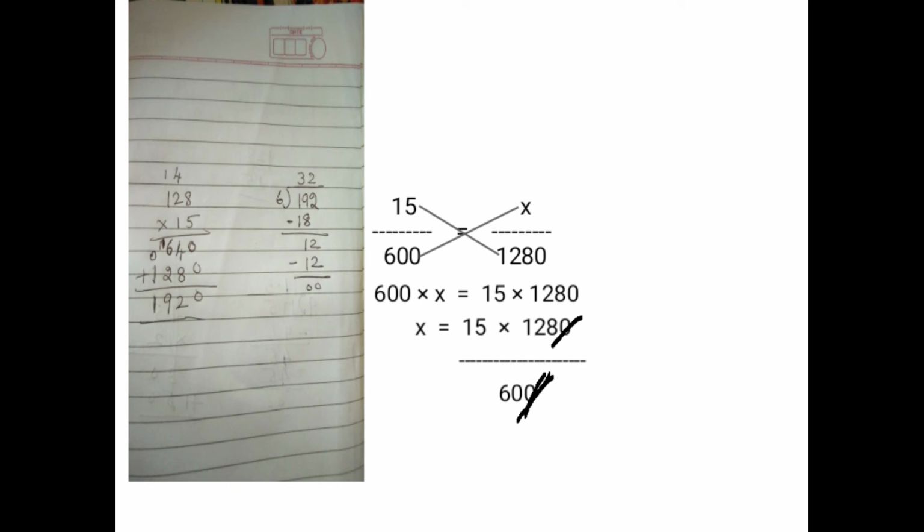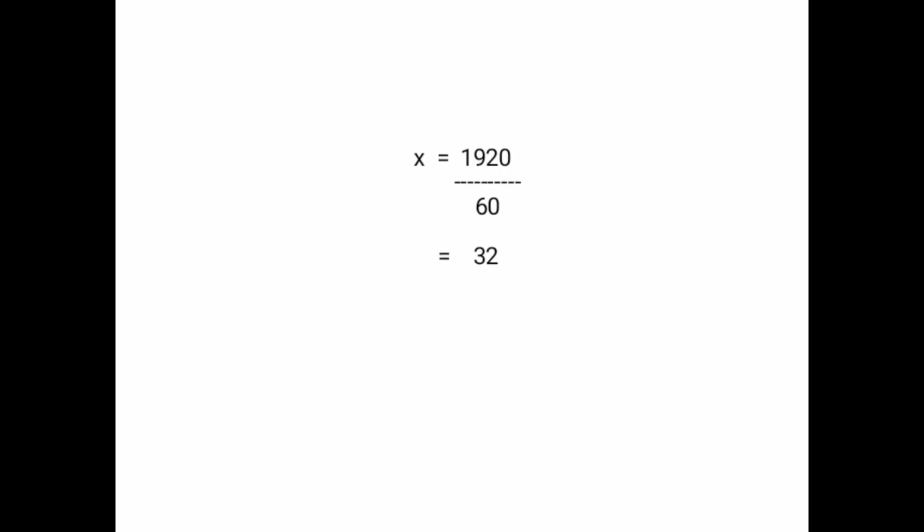Look at the picture on the left side. I have multiplied 128 into 15. The answer is 1920. After multiplying 15 into 128, the answer you got is 1920. Then afterwards you have to divide 1920 upon 60. X is equal to 1920 upon 60.